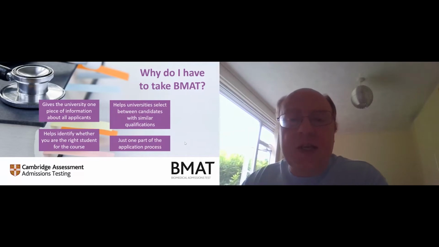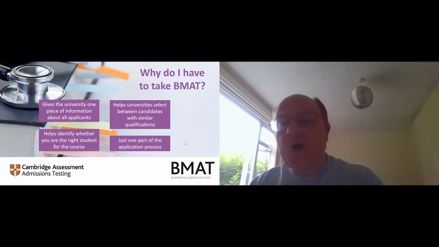So the BMAT gives them one piece of information which is common to all of their applicants. So they can use that to compare different applicants. And it also helps them to select between candidates who have very similar qualifications. If you're applying to become a doctor or a dentist, then you have high scores in your GCSEs, you'll be predicted good A-level grades. So the universities have to be able to select between candidates who on paper look very similar. So BMAT gives them another piece of information in order to make that comparison.